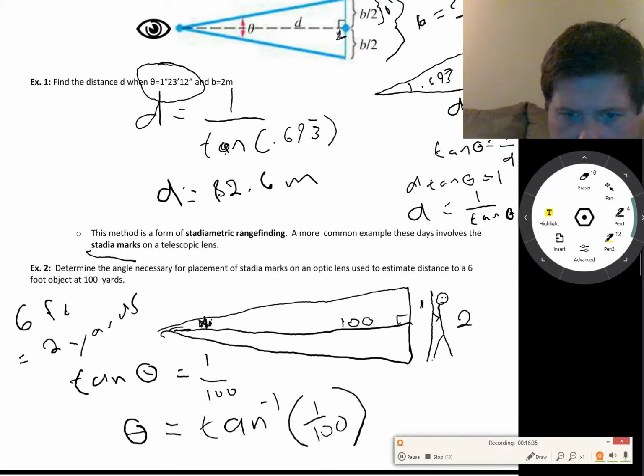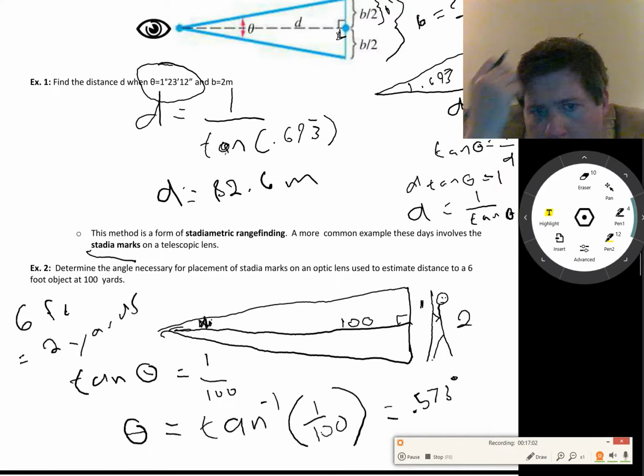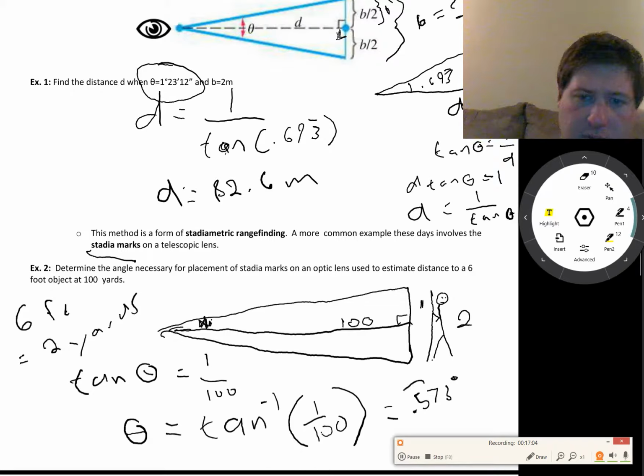Anyway, I can plug that in my calculator. All right, and I get 0.57, very tiny angle. Say 0.573 degrees. Although, in honesty, if we were manufacturing a telescope, we would probably have a little bit more precision than that. So that was the answer we were looking for.